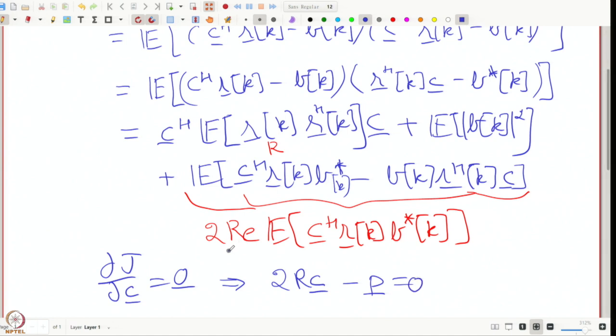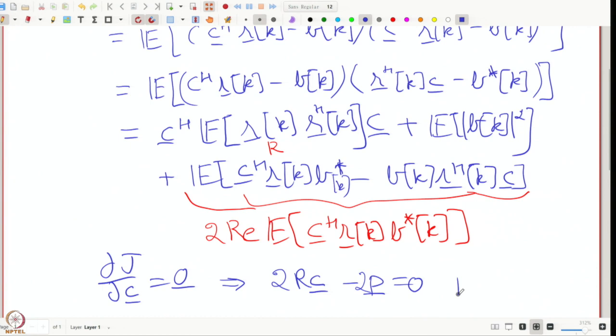What is this P? Now if you differentiate this, this is 2P, 2 times real part of expectation of C Hermitian RK B star K. This is again something which you can carefully perform the differentiation. You can differentiate with respect to the real part of C, imaginary part of C, and so on. So what you need to do is expand each entry of C as the real part and imaginary part, perform the expansion, differentiate with respect to the real part of the first entry, imaginary part of first entry, real part of second entry, imaginary part of second entry, and write them equal to 0, and you can show that you will get this form where P is of the form expectation B star K R K.